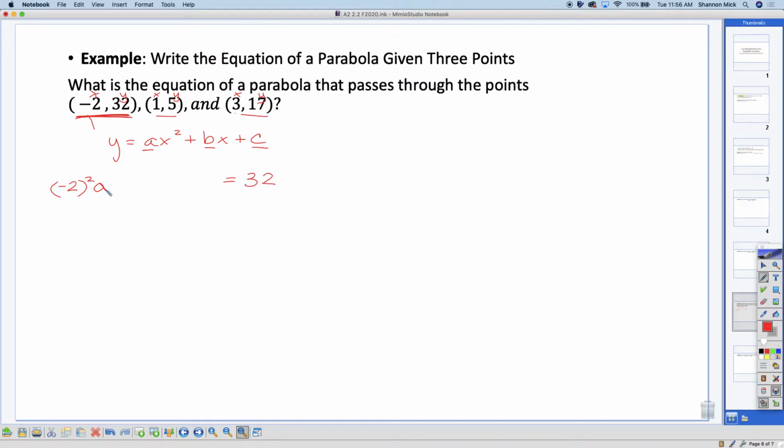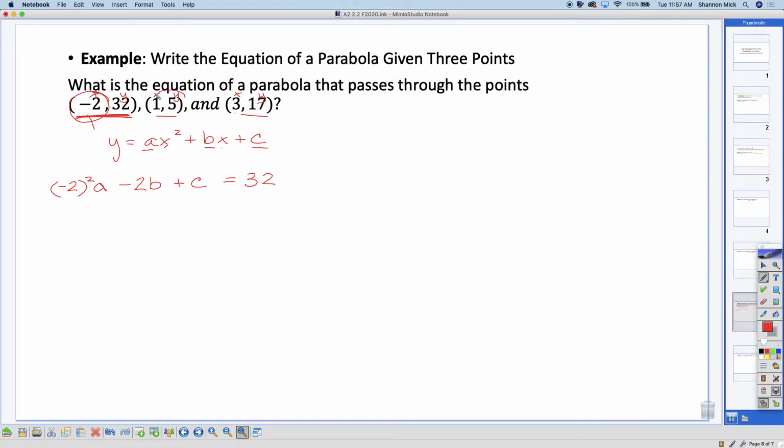So on B, what is X? Negative 2. So I have -2 B, because I'm plugging in the X's. And C is a constant, so it's just plus C, because I don't know what it is. It's just like before when you solve for X, Y, and Z. You don't know that.